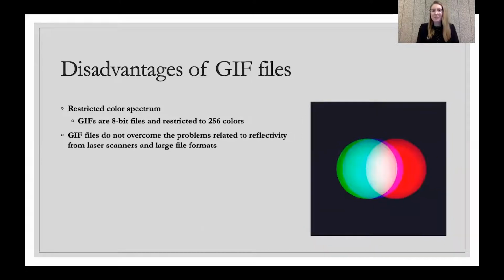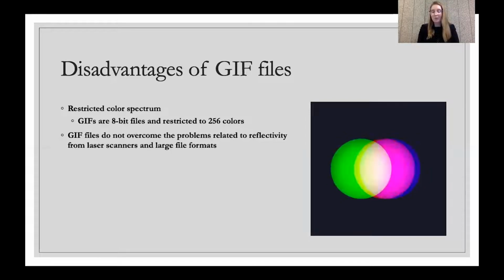There are disadvantages, however. GIF files are restricted in terms of their color spectrum. GIFs are 8-bit files and restricted to 256 colors, hence the animation on the right of the screen. GIF files do not overcome the problems related to this color, but they overcome the problems related to reflectivity from laser scanners and large file formats.